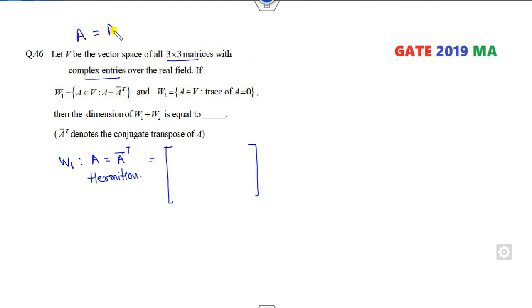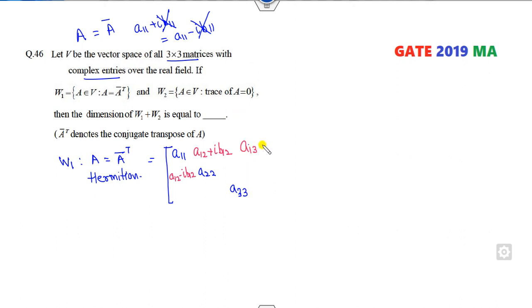Whenever A and A transpose are the same, if you look at the diagonal entries, this part will be 0. So the diagonal entries are A11, A22, A33. Now since these are Hermitian, if I write here A12 plus iota B12, then this value will be A12 minus iota B12. Similarly, the third pair is A13, B13, the same with the negative sign. This is A23, B23, the same negative sign.